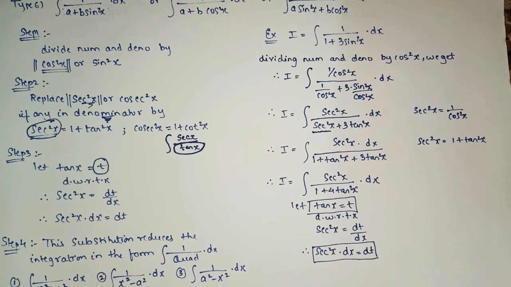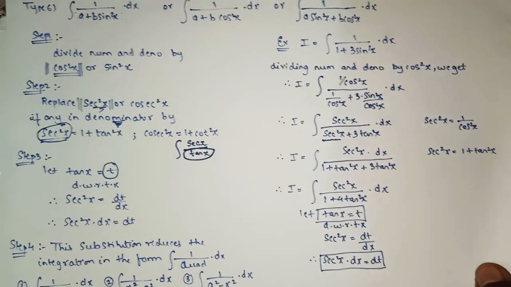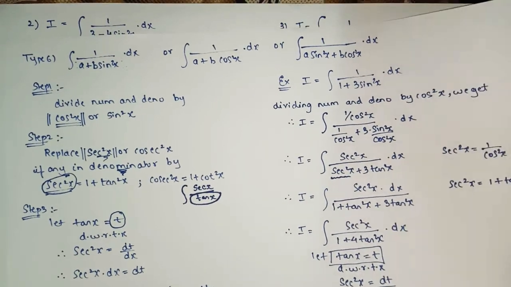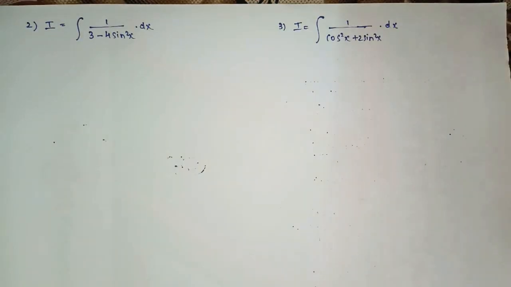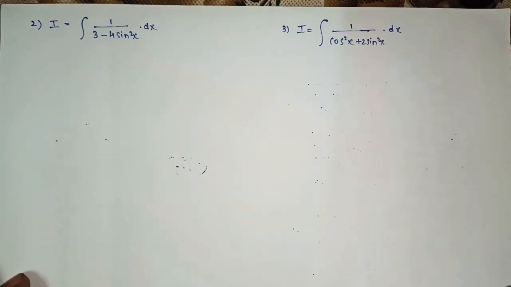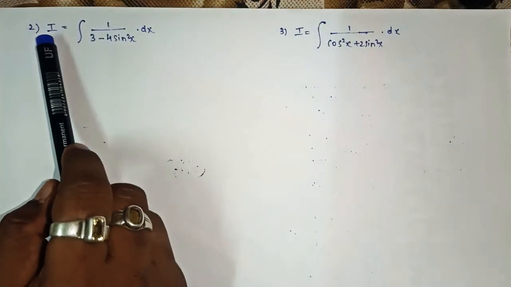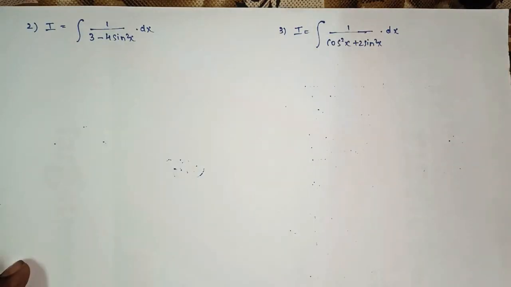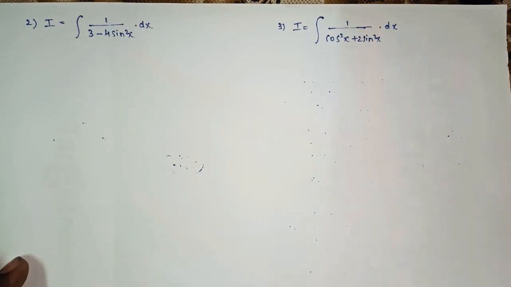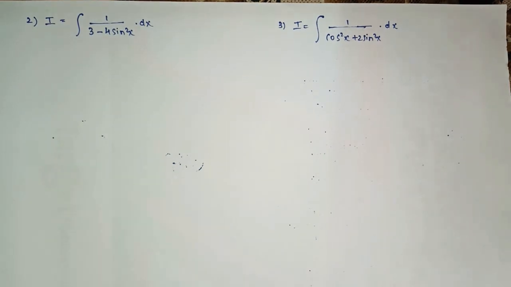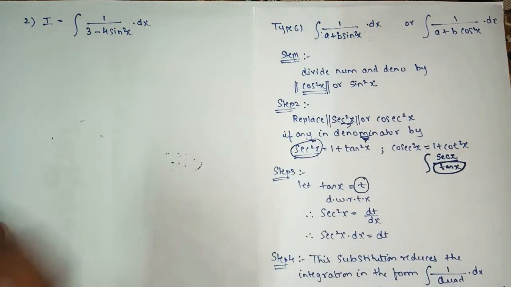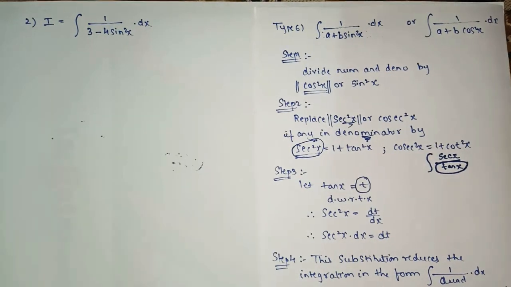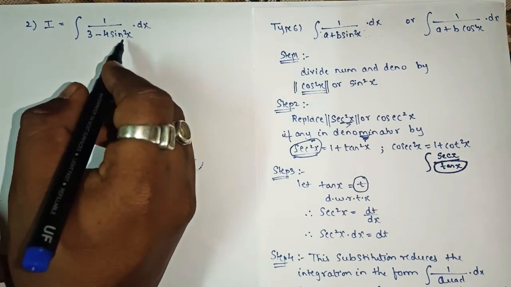Now we'll take one more sum based on type number 6. So let's see the next sum. Here the second sum is I equals integration 1 upon 3 minus 4 sine square x. Okay, so let's see the method. Step number 1 says that we have to divide the numerator and denominator by cos square. So 1 upon 3 minus 4 sine square x.